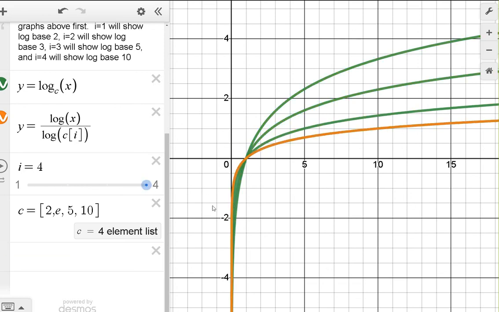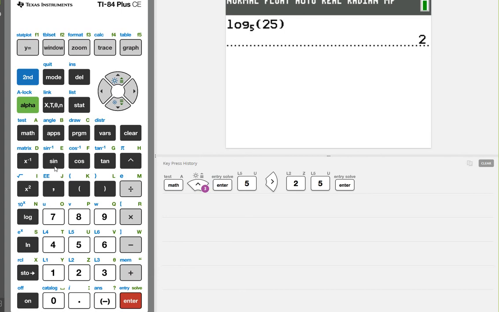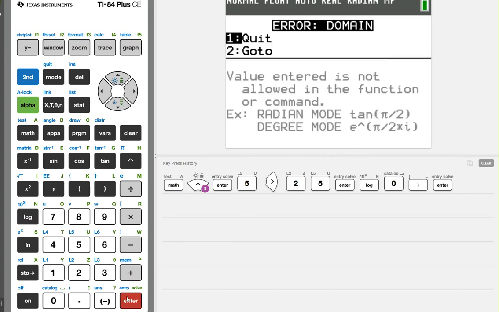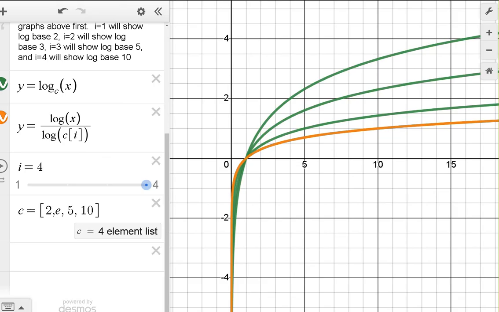In particular, I want to draw your attention to the fact that this graph never touches the x or the y-axis. That is, you can only take the logarithm of something that's greater than 0, not even equal to 0. If you try taking the log of 0, your calculator is going to bark at you. It's probably going to say something like domain error, log of 0. It's not going to like it.